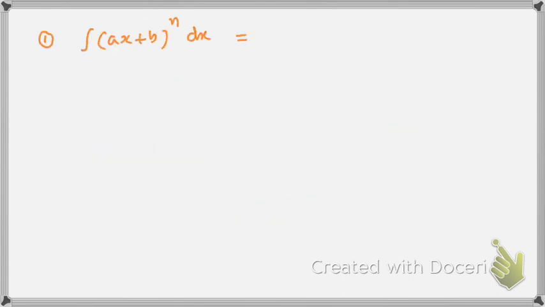So putting these results together, the first one, integral of ax plus b the whole raised to n dx. I treat it like x raised to n. Integral of x raised to n is x raised to n plus 1 by n plus 1. So ax plus b the whole raised to n is ax plus b the whole raised to n plus 1 by n plus 1, but I have a 1 by a, the inner derivative, plus c. I need to also mention here that n is not equal to minus 1.